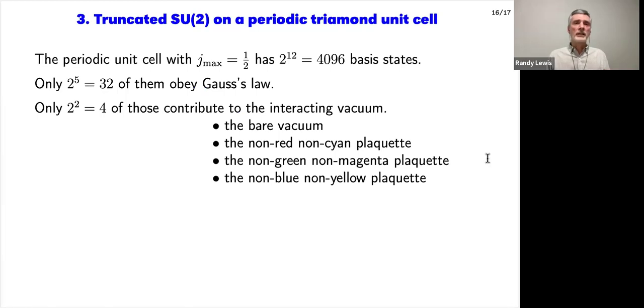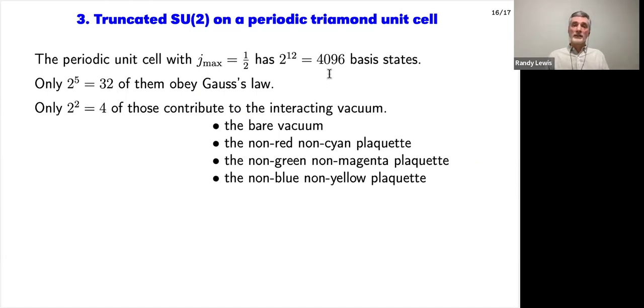So the periodic unit cell that we've been studying, where J is not allowed to be bigger than 1/2, there are 12 links. Each one gets a qubit. It's either J equals 0 or J equals 1/2. So there are 4,096 basis states.